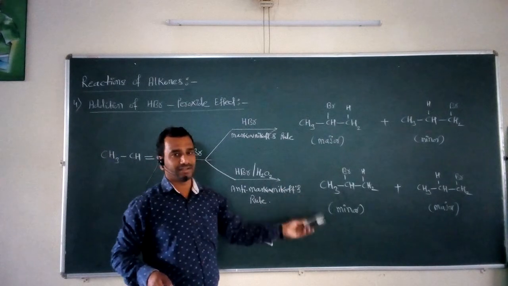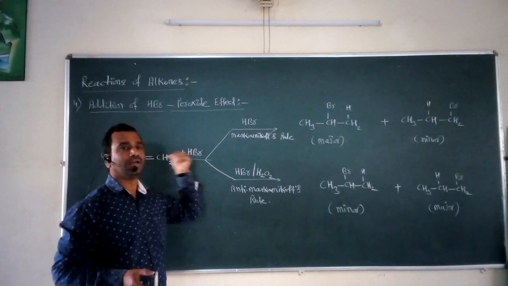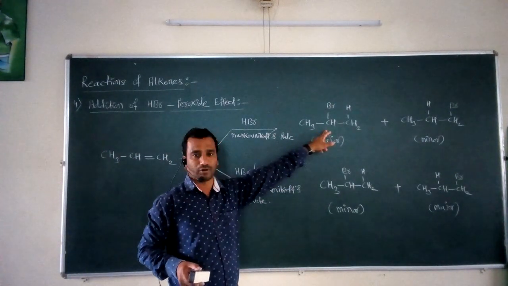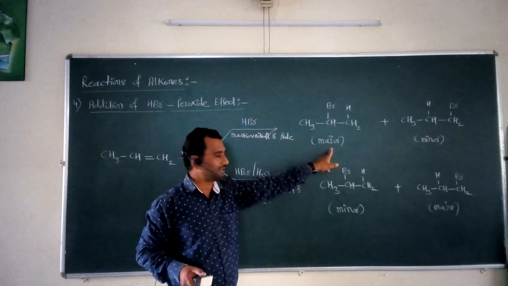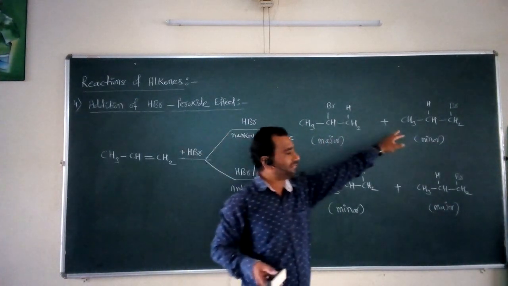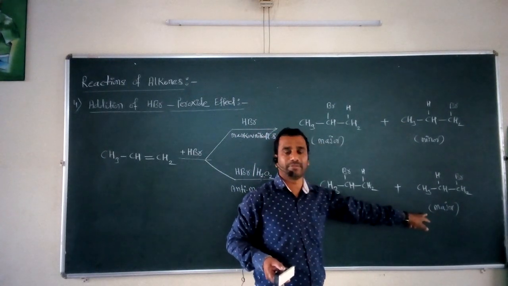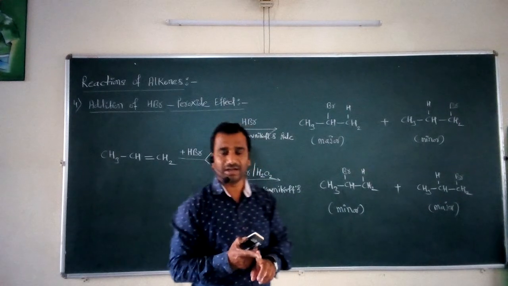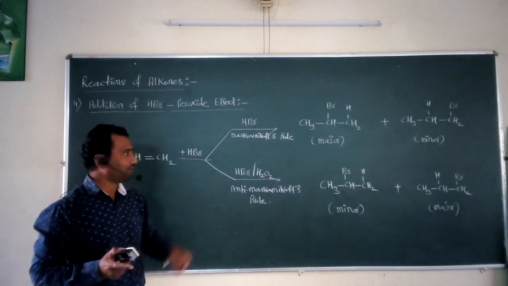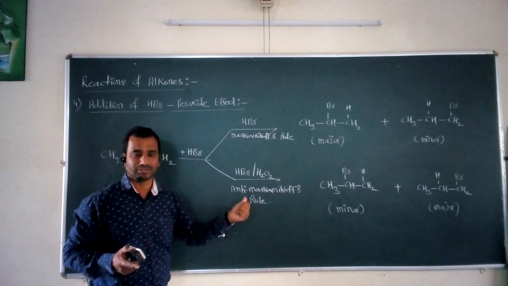Now, if we compare these two different cases of addition reactions of HBr to propene, what happens? In the first case, this 2-bromopropane is called the major, while in the second case, this product is called the minor. While in the first case, this propyl bromide is called a minor, but in the second case, this propyl bromide is called the major. So this is a simple difference between the two different rules of addition. One is called Markovnikov's rule and the second is called anti-Markovnikov's rule.